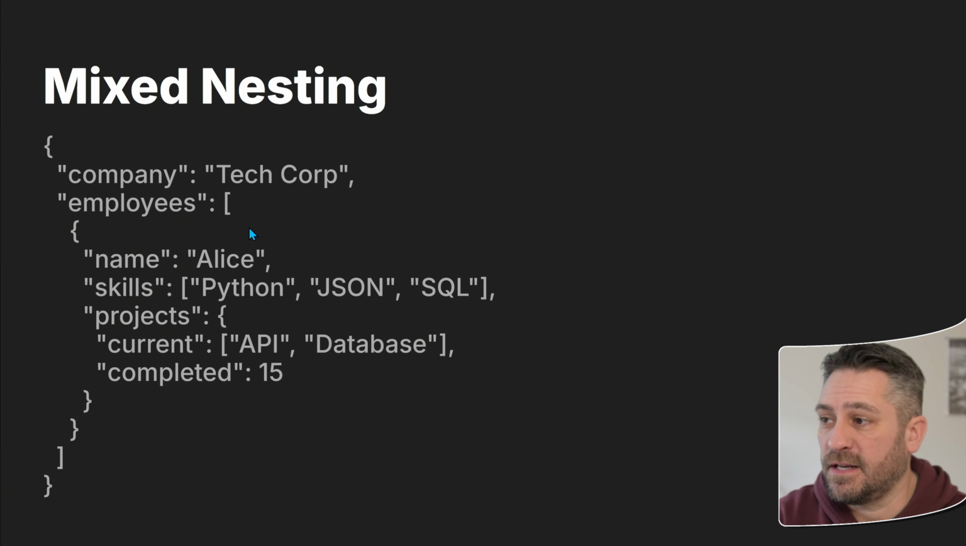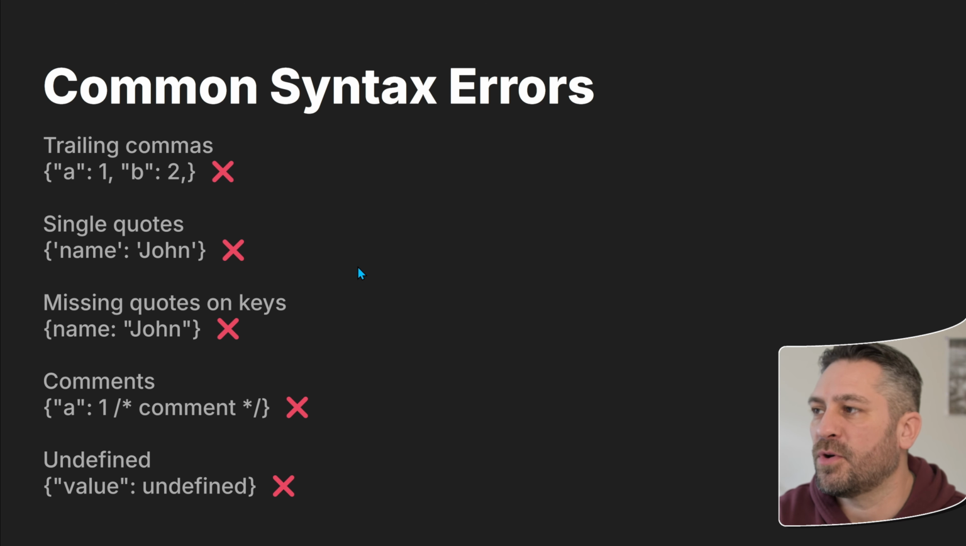And then mixed nesting, so a bit of a combination of both. We have a company here, then we've got a string, then we've got an employee, and this is going to be an array of objects rather. And so at the moment, it's just got one object in it. And that object has a field called name, Alice, then it has skills, and it has an array of strings inside that one. And then there's an object that contains another array of strings in here for current, and then also a field for completed, 15. So you can start to see how your JSON can get fairly complicated pretty quickly.